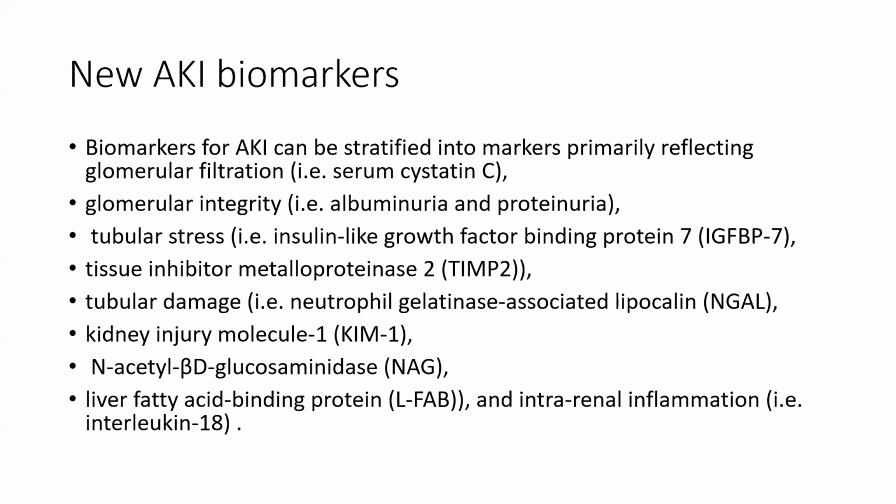So, new AKI biomarkers. Biomarkers for AKI can be stratified into markers primarily reflecting glomerular filtration, like serum cystatin C; glomerular integrity, like albuminuria and proteinuria; tubular stress, like insulin-like growth factor binding protein 7 and tissue inhibitor of metalloproteinase 2; tubular damage, like neutrophil gelatinase-associated lipocalin, kidney injury molecule-1 (KIM-1), N-acetyl-beta-D-glucosaminidase (NAG), and liver fatty acid binding protein; and intrarenal inflammation, interleukin 18.